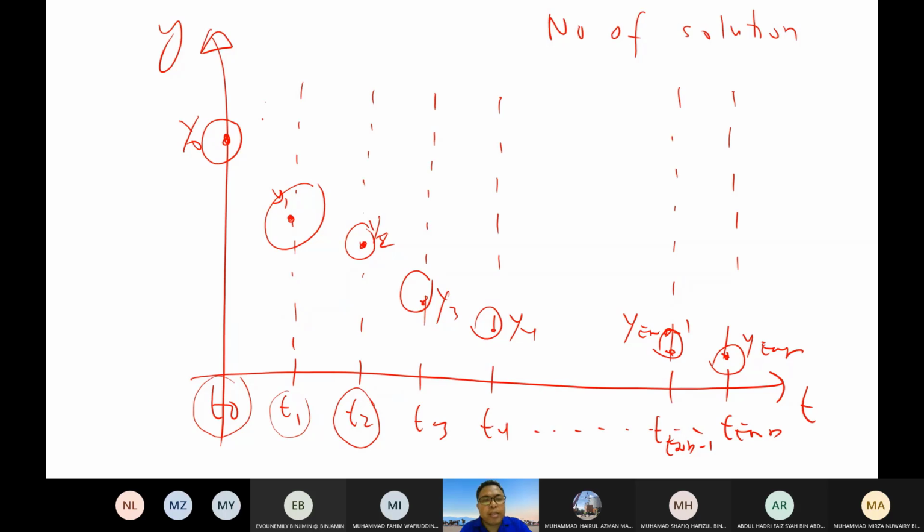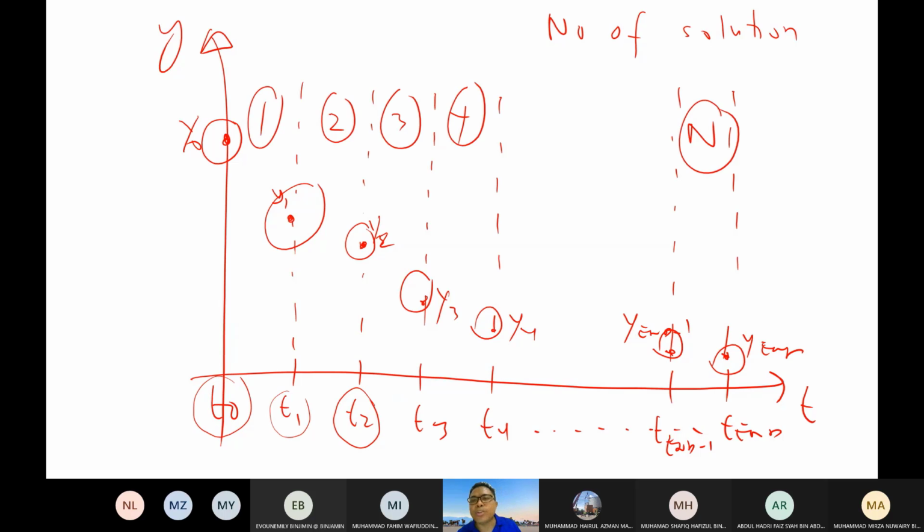Let's say you know that this is 1, 2, 3, the number of intervals is n, isn't it? The number of intervals is n, correct? So how many solutions will I get?